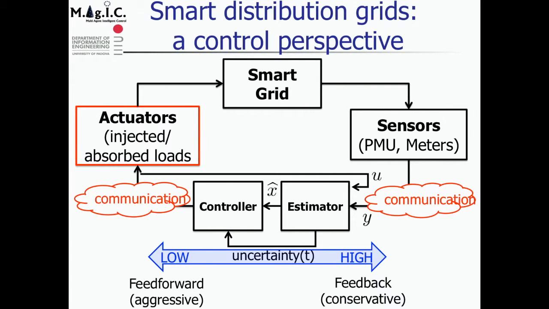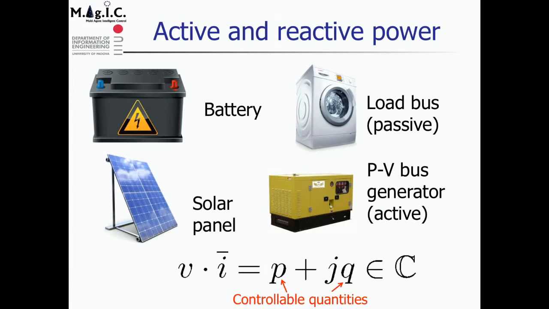As for the actuators, you have different types of devices. Some are controllable, some are not. Typically, for example, it could be a battery or a solar panel with an inverter, a passive load like a load bus, or an active generator like a PV bus. Typically, you are not able to control the voltage or the current, but you control the power flow that you can inject or extract. So typically you control the active power or the reactive power or both or some combination. There are some cases where you can control the current and voltage directly, but it's much more complicated and expensive.